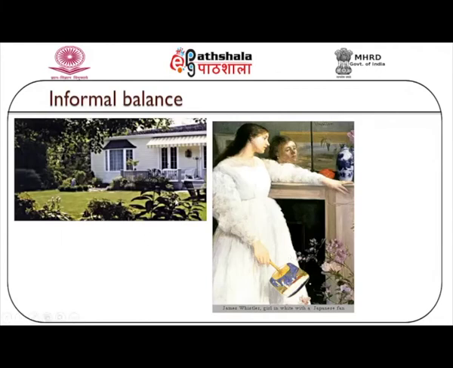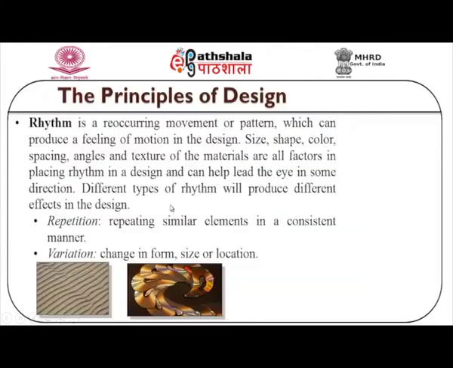So these two are examples of informal balance, wherein we can see an object which is placed in the front has got more weight when compared to the object that is placed at the back. Similarly here we can see that the object that is placed at the back has got more weight when compared to the objects that are placed in the front, but in the front they try to balance it informally by adding more clutter of objects.